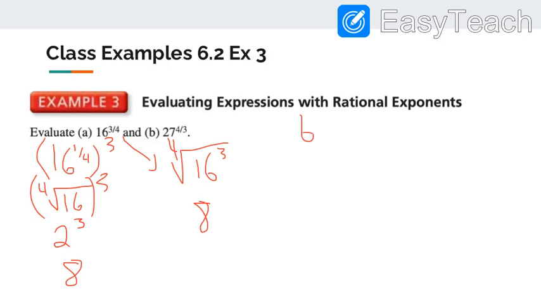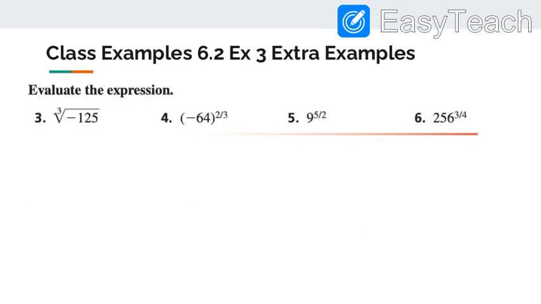So for B, how we could rearrange that one would be the third root of 27 raised to the fourth power. This would then become 3 to the fourth, which is just 81. Again, use your calculating tool to help you out.